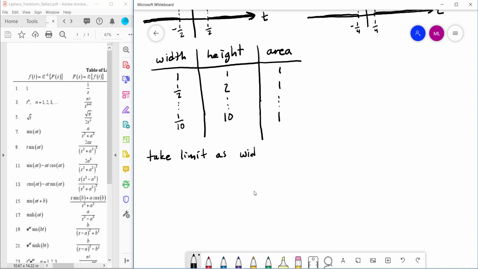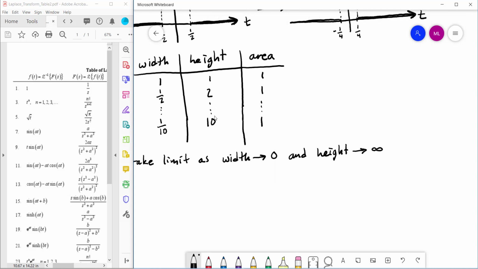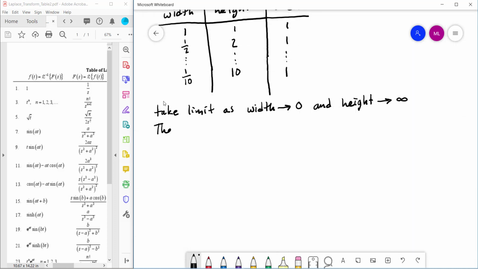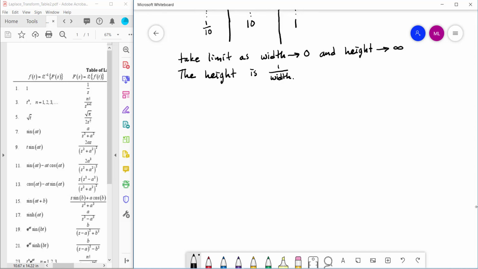And I want to take the limit as the width goes to 0, and therefore the height goes to infinity. But it needs to go to infinity in a very specific way, such that when these multiply together, I get 1. So basically, I want the height to always be the reciprocal of the width, right? The height is 1 over the width. So that's how I want to think about this delta function.